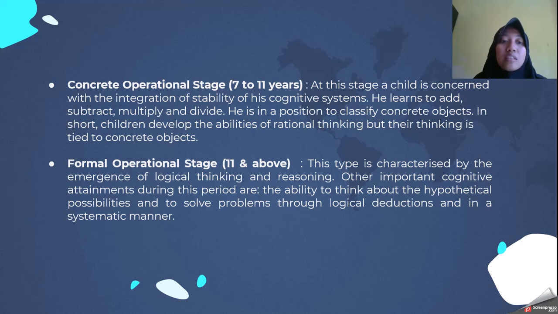Then the last stage is the formal operational stage, and it's for 11 years old and above. This stage is characterized by the emergence of logical thinking and reasoning. Other important cognitive attainments during this period are the ability to think about hypothetical possibilities and to solve problems through logical deductions and in systematic manners.